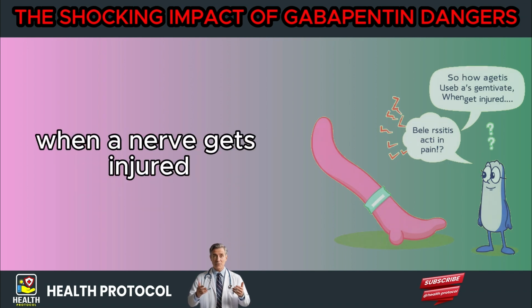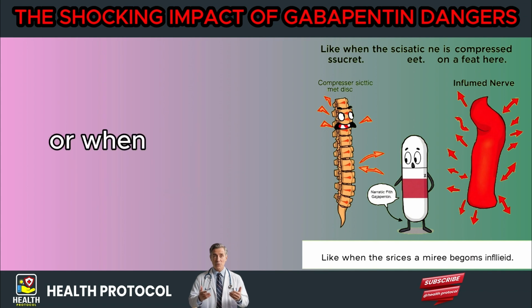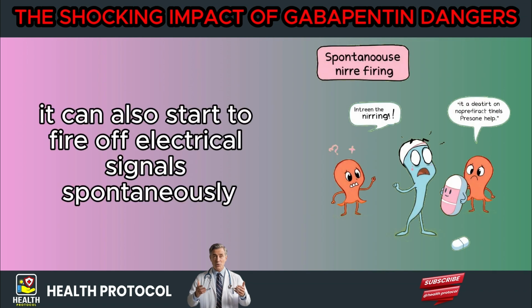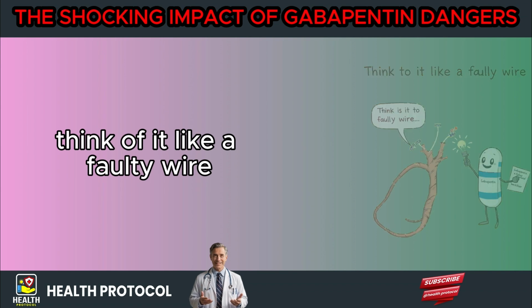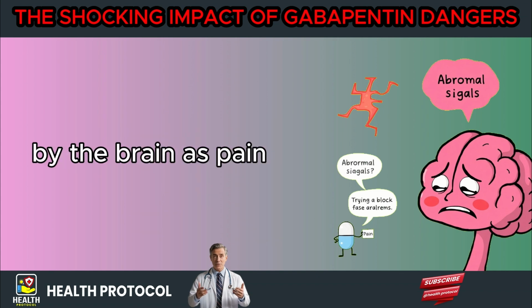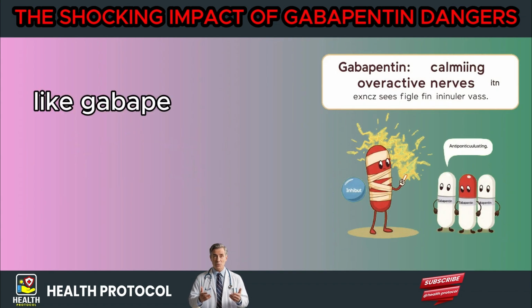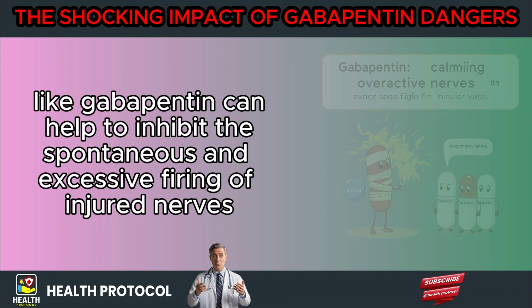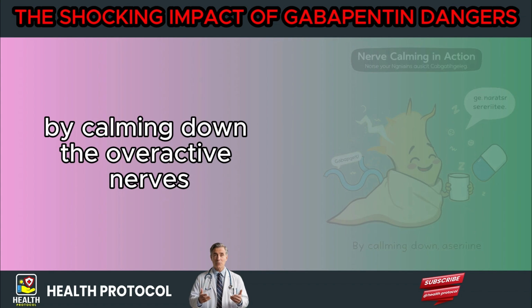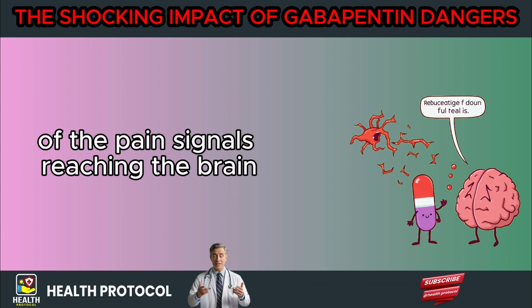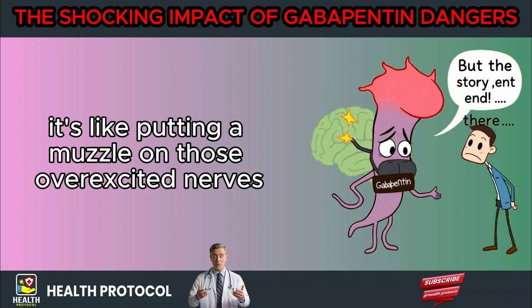Well, when a nerve gets injured, like when the sciatic nerve is compressed or when a nerve becomes inflamed, as in the case of shingles, it can also start to fire off electrical signals spontaneously. Think of it like a faulty wire, sending out random sparks. These abnormal signals are then interpreted by the brain as pain. Anticonvulsant medications like gabapentin can help to inhibit this spontaneous and excessive firing of injured nerves. By calming down the overactive nerves, gabapentin can help to reduce the frequency and intensity of the pain signals reaching the brain. It's like putting a muzzle on those overexcited nerves.